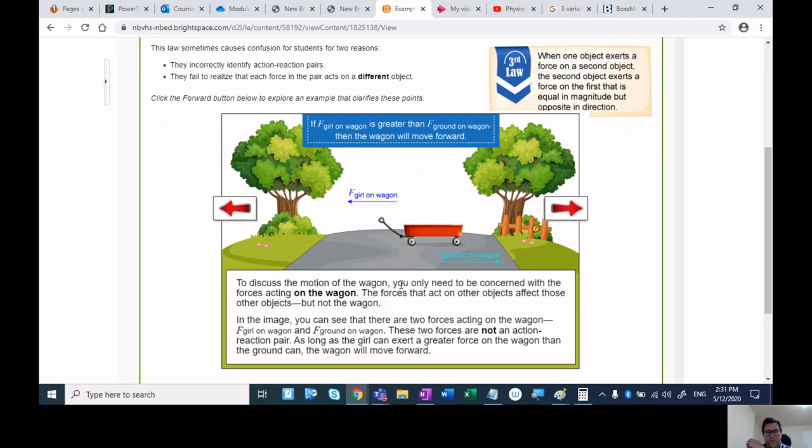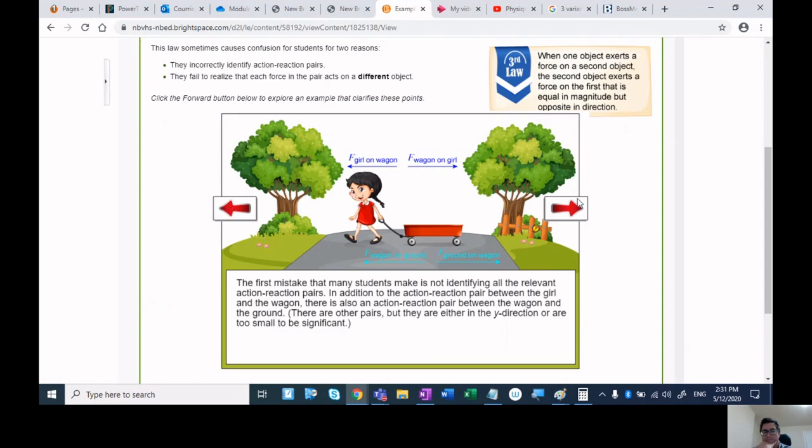Discuss the motion of the wagon. You only need to be concerned with the force acting on the wagon. So we remove the girl, but the forces on the wagon are what? The F from the girl and the friction from the ground. Okay, these two forces are not an action-reaction pair, right? So we had action-reaction pairs.